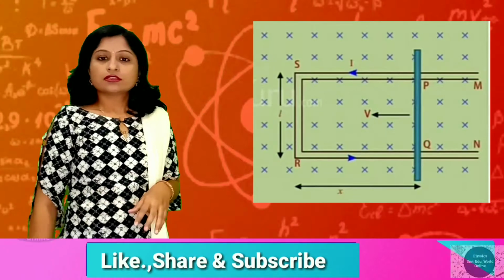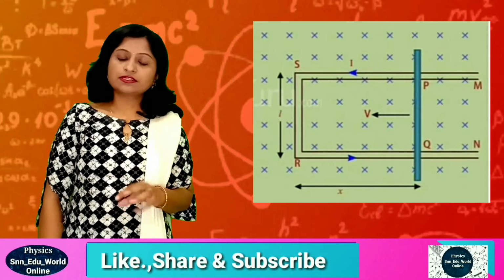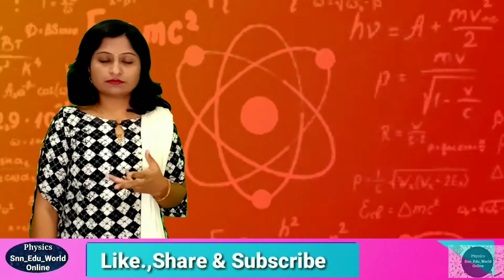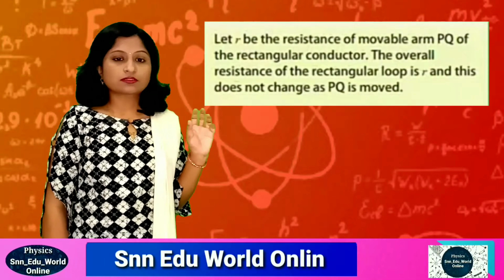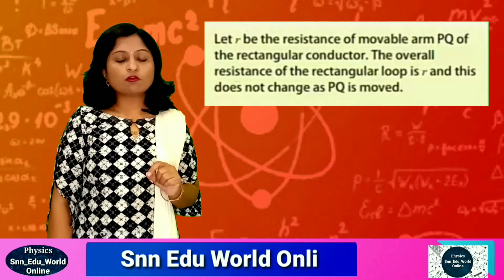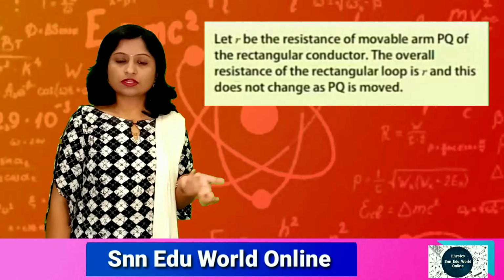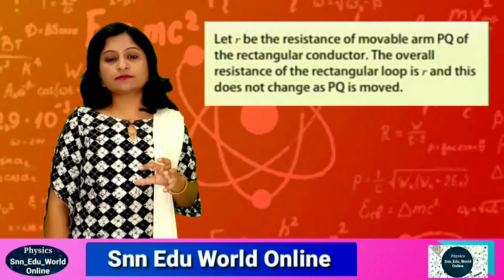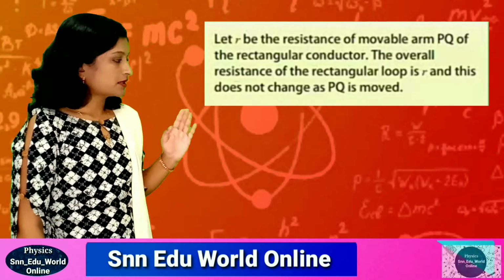Okay, so let's start with the derivation. Now let this coil have resistance R. Although PQ is movable, its resistance will not change. We will consider the total system as having resistance R.